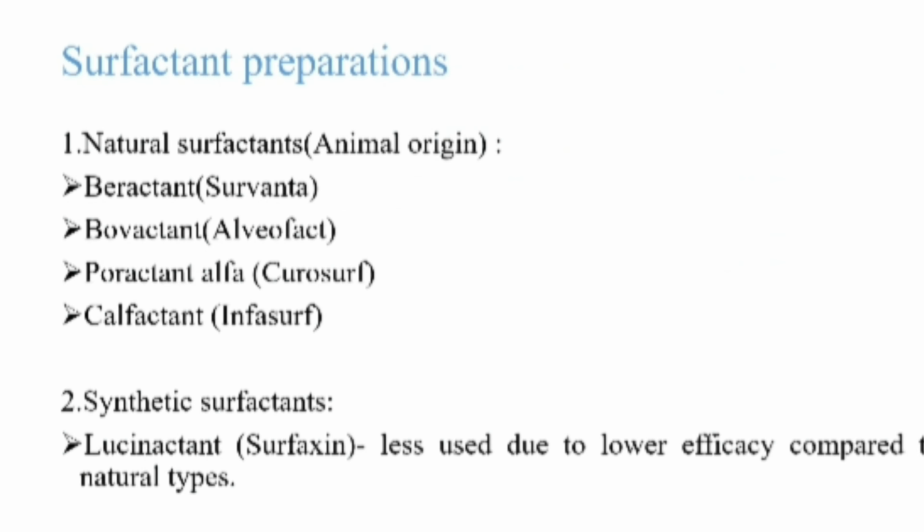Surfactant preparations: natural surfactants of animal origin, Beractant, which is marketed under the brand name Survanta, Bovactant, Alveofact, Poractant Alfa, Curosurf, Calfactant, Infasurf. Synthetic surfactants: Lucinactant. Synthetic surfactants are less used due to lower efficacy compared to natural types.